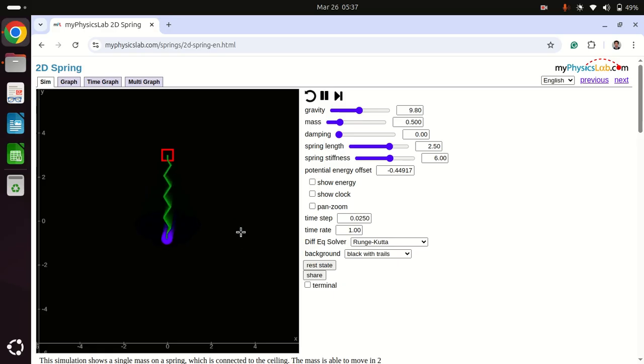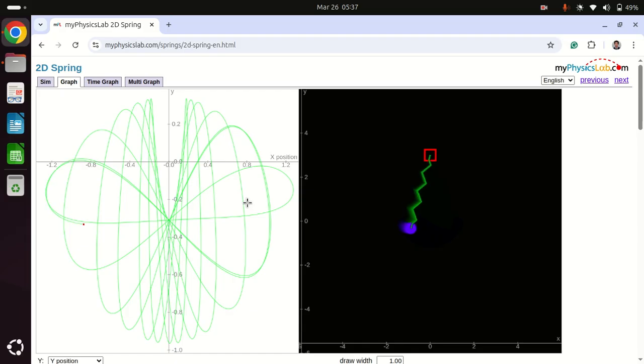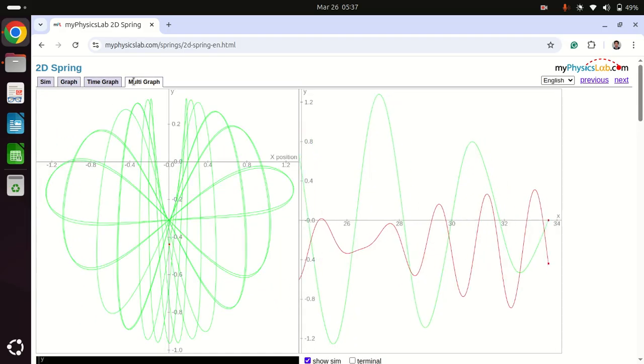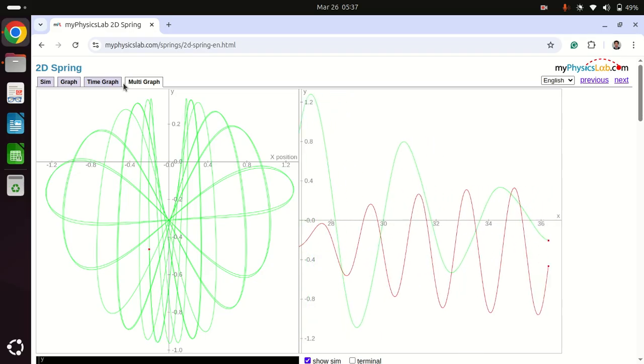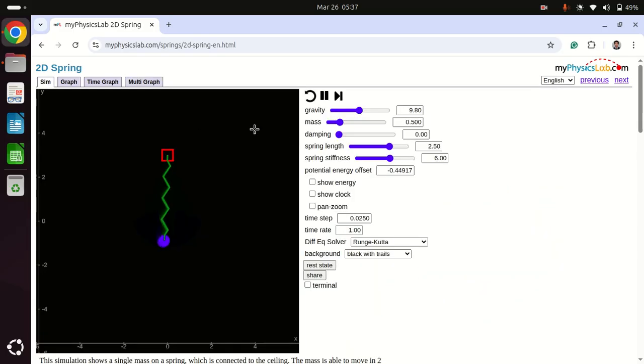So here a single mass is attached, and you can see the graph here. You can see how that is going to change, and it is showing some beautiful pattern. Now here also we can change the spring length. We can do different things. Okay, let me reset first.